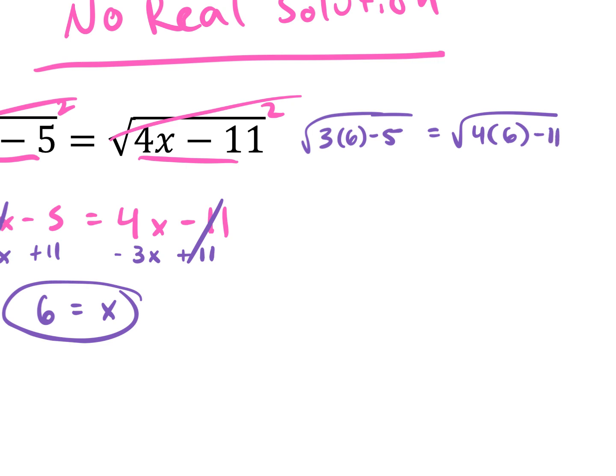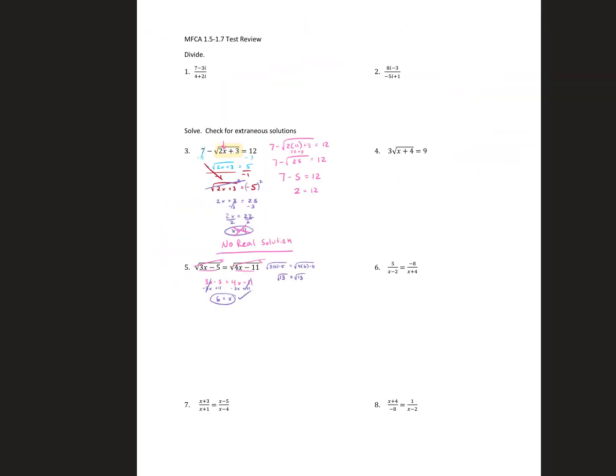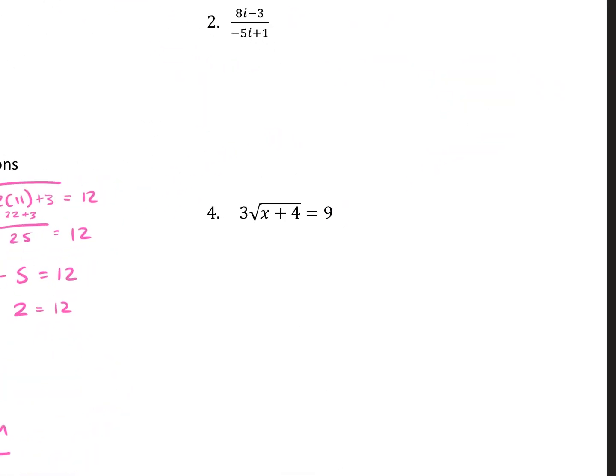So 3 times 6 would be 18 minus 5 is 13. So square root 13. 4 times 6 is 24 minus 11 would be 13. Square root 13 equals square root 13. Yes, so it works. So let's take a look at number 4.